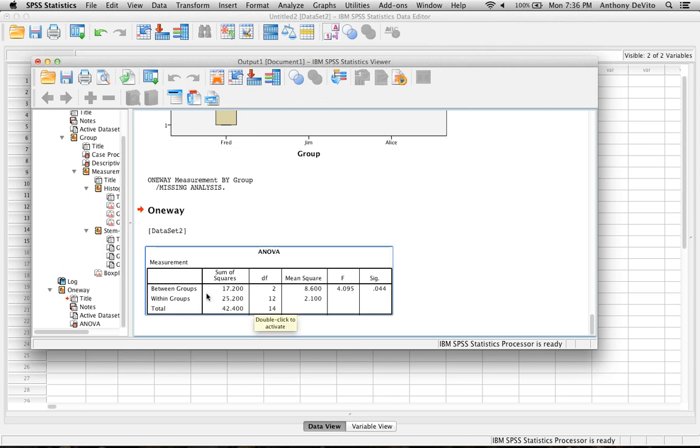Let's take a look at this. Between the groups, sum of squares 17.2. Within the groups, 25.2. Degrees of freedom 2. Divide 17.2 by 2, we get 8.6, the top part of our fraction. Within the groups, the sum of squares was equal to 25.2. Divided by the number of degrees of freedom, it becomes the mean sum of squares, which comes out to 2.1, same thing that we got.